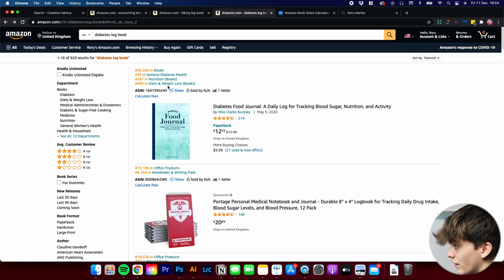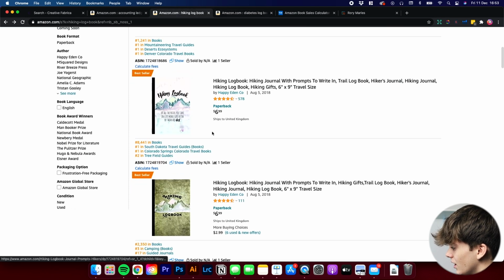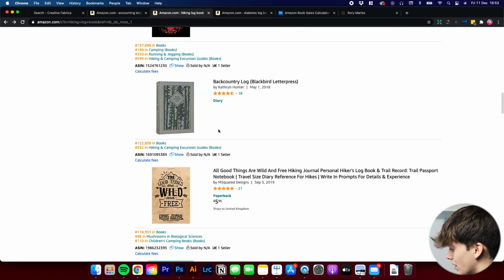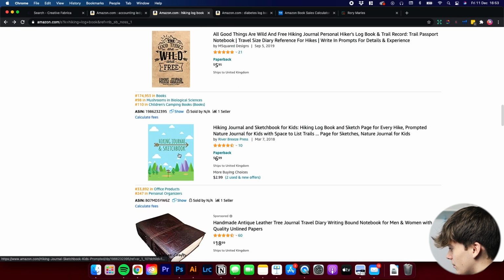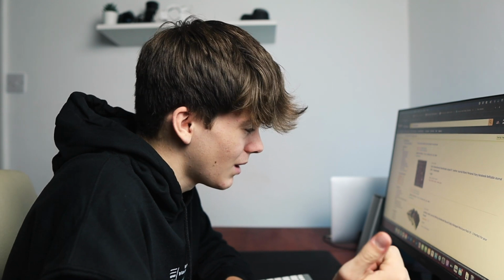But I would say the best one there that I've seen is Hiking Logbook, because as well, it looks like there's only one author making big money from it at the moment. There's a couple here, so it would also suggest that, well, maybe that market is looking for a couple new authors. Maybe you could be that author that it's looking for.